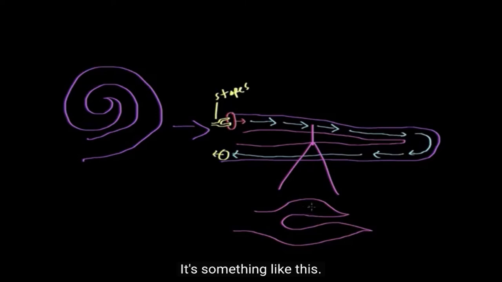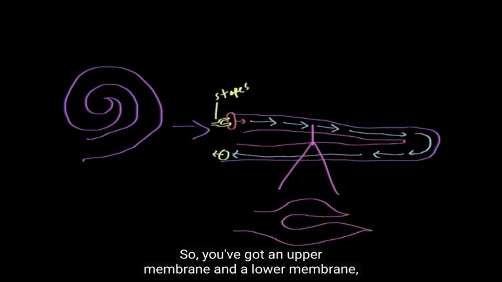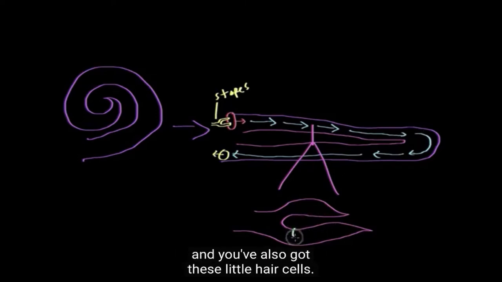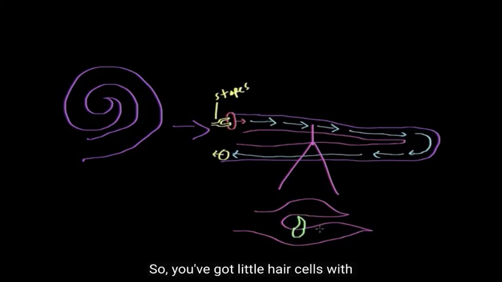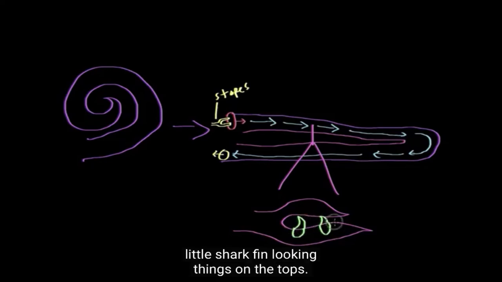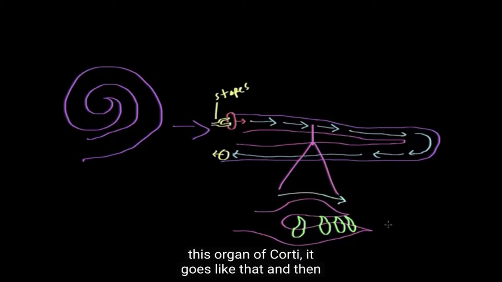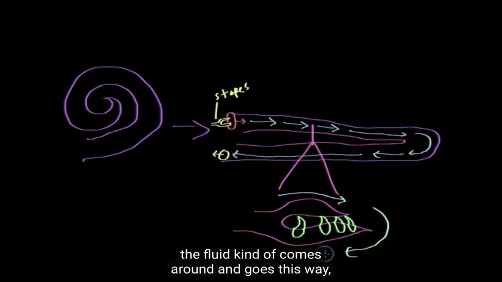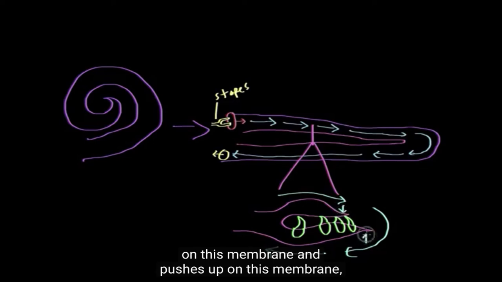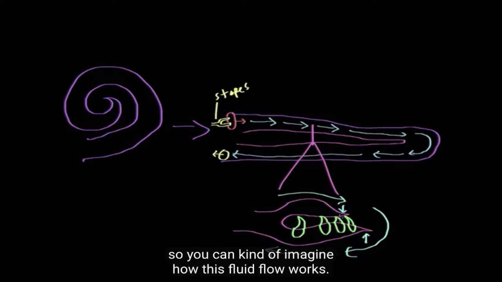So something like this. You've got an upper membrane and a lower membrane, and you've also got these little hair cells with little shark fin looking things on the tops. Basically, as there's fluid flow around this organ of Corti, it goes like that, and then the fluid comes around and goes this way. So as we have fluid flow, it pushes down on this membrane and pushes up on this membrane. You can kind of imagine how this fluid flow works.